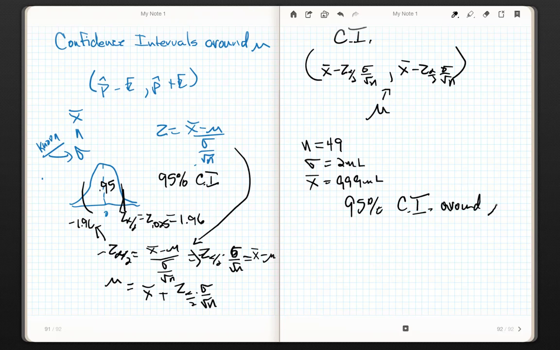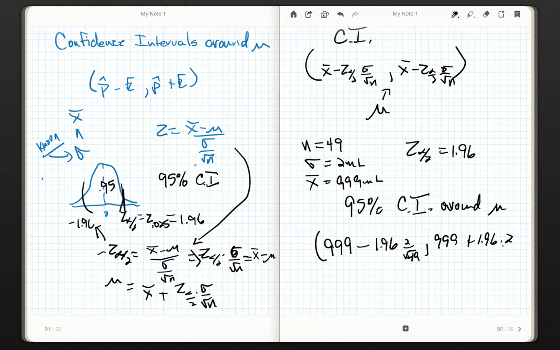Okay? Now I'm going to build a 95% CI around the mean, around mu. And watch what happens. It's actually very, very simple. It's a one-step process. All I'm going to do is go 999 minus, now wait, we should probably identify z alpha over 2, but we've already done this with 95% confidence intervals a bunch, so hopefully you see that it's 1.96. So I'm going to get 999 minus 1.96 times sigma over root n, so 2 over root 49, comma, 999 plus 1.96 times 2 over root 49.